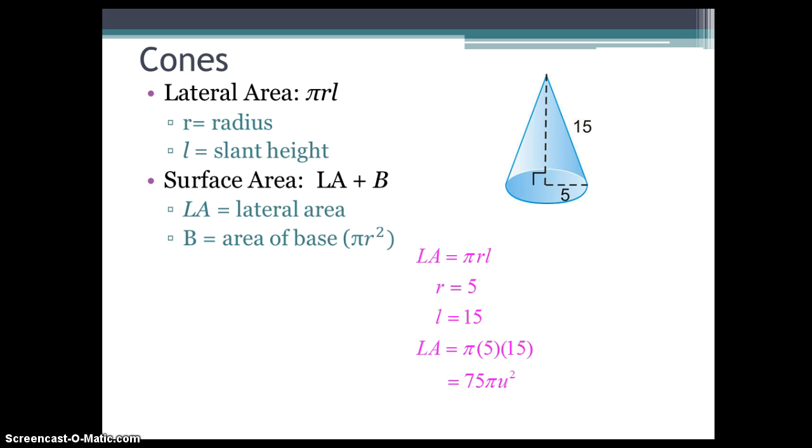Our surface area is the lateral area plus the base, just like our pyramid. So we already know our lateral area of 75 pi. The area of our base is pi r squared because it's a circle. So 5 squared is 25. So our area of our base is 25 pi. And we add 75 pi plus 25 pi, and our surface area is 100 pi square units.